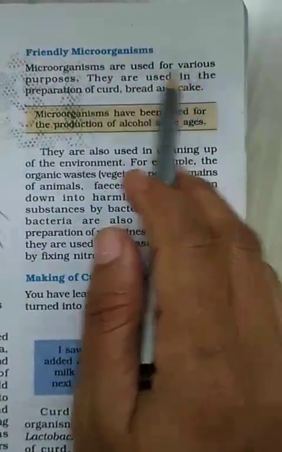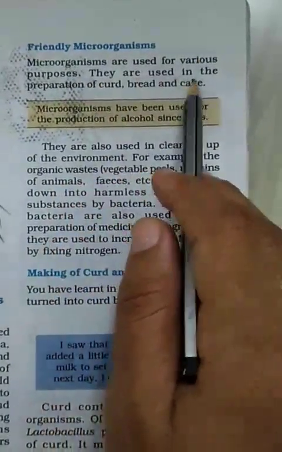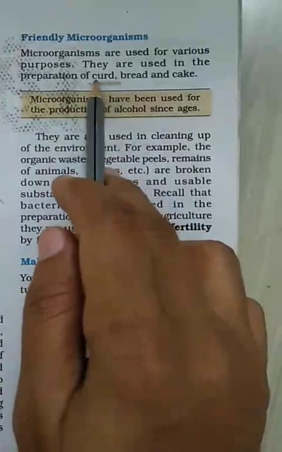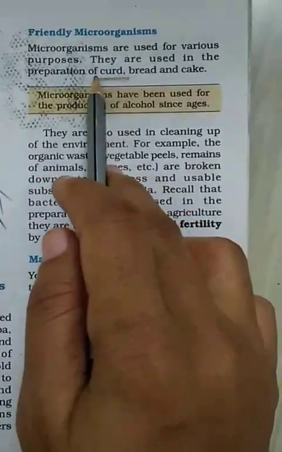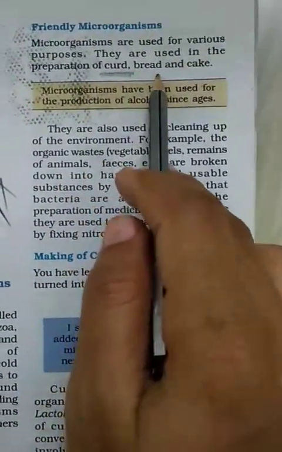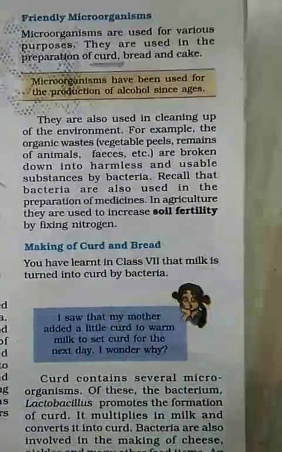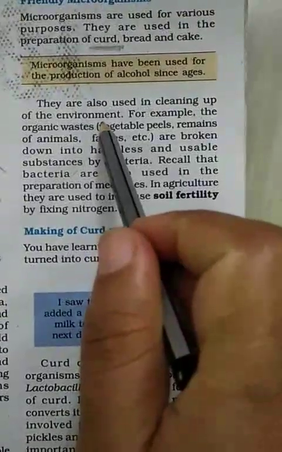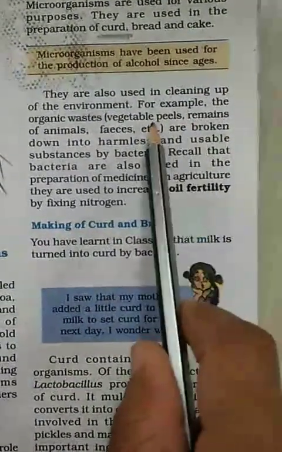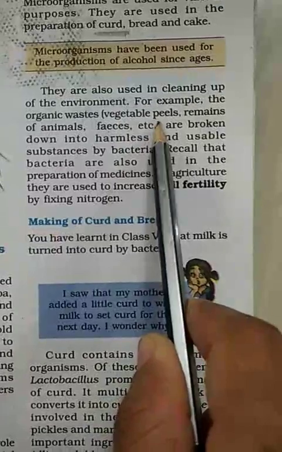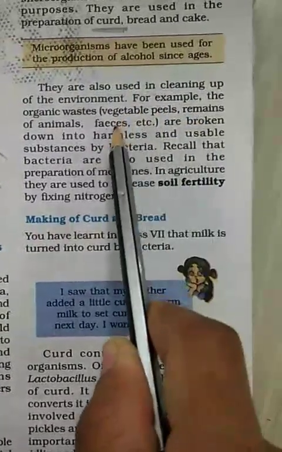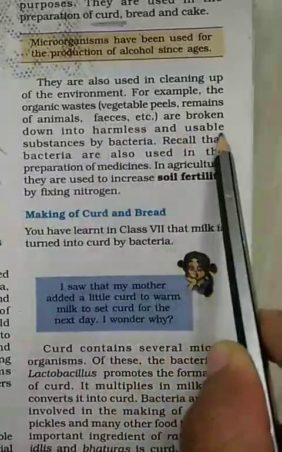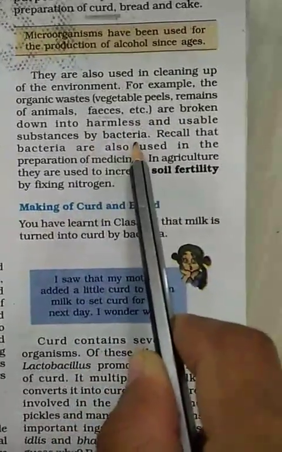Microorganisms are used for various purposes. They are used in the preparation of curd. You have seen how dahi is made by our mother. Bread and cake. They are also used in cleaning up the environment. For example, organic waste like vegetable peels, remains of animals, faeces, etc. are broken down into harmless and usable substances by bacteria.